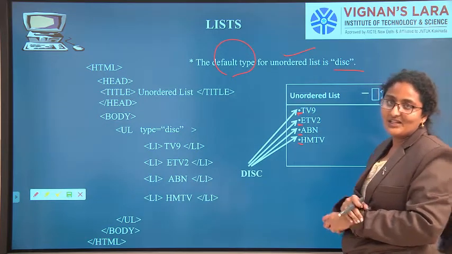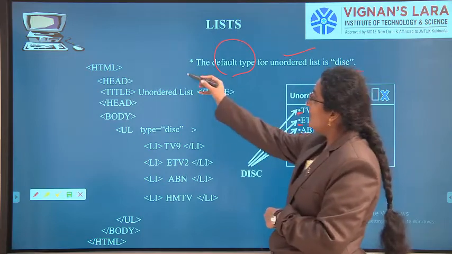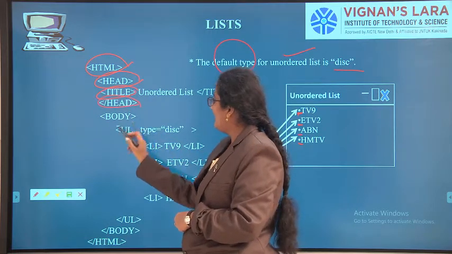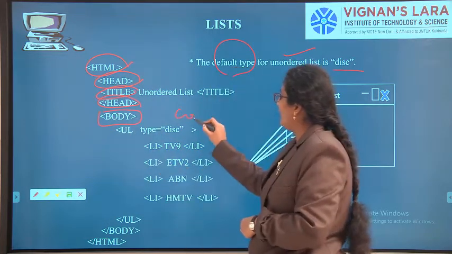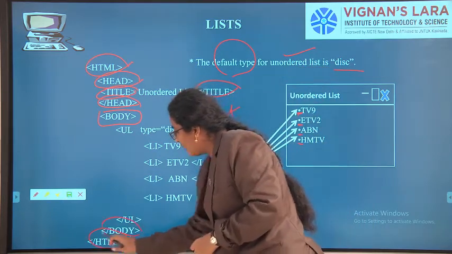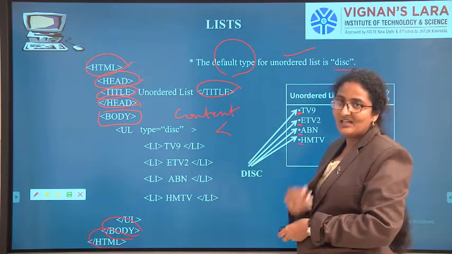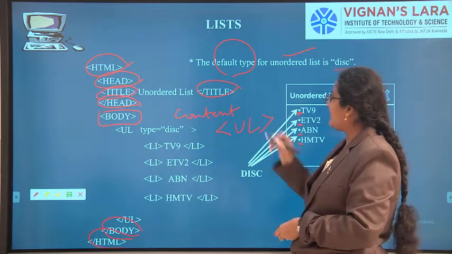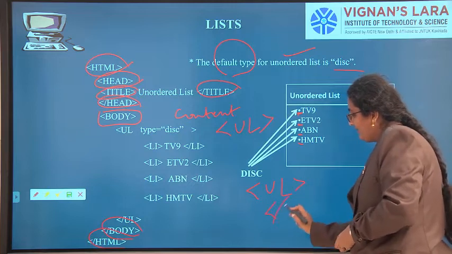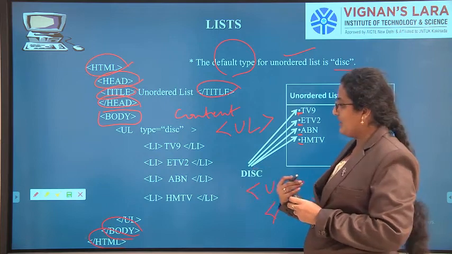So we have written an HTML program. This HTML program will display the list of TV channels. So we already know these: HTML, head, title, closing of head. This is body. In body only we have to write the actual content. Closing of title, closing of HTML and body you already know. So what is new to you? Since we are talking about unordered list, UL is the tag for unordered list. See, opening of UL, closing of UL.